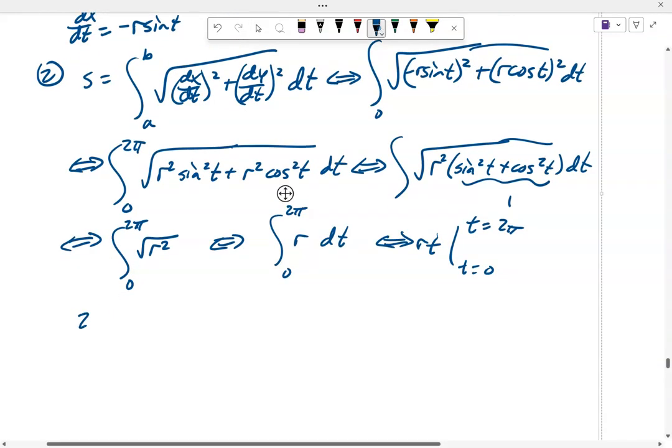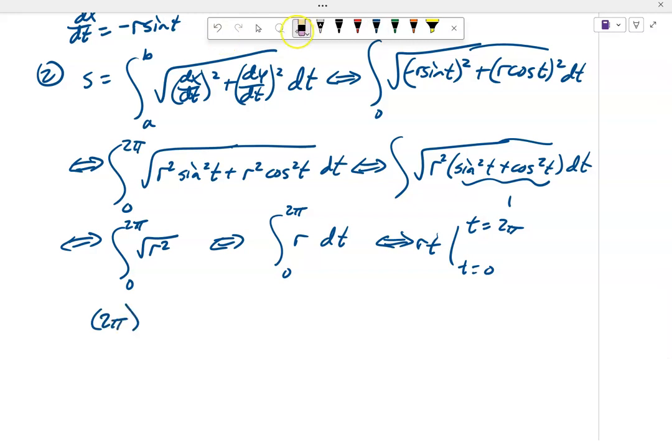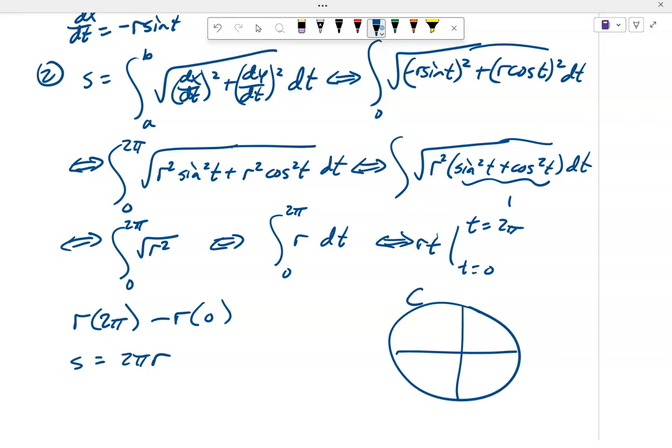So we've got r times 2 pi minus r times 0. So we got 2 pi r. That's the arc length of a circle. In other words, that's our circumference, right? We just developed, using the arc length formula, the circumference of a circle.